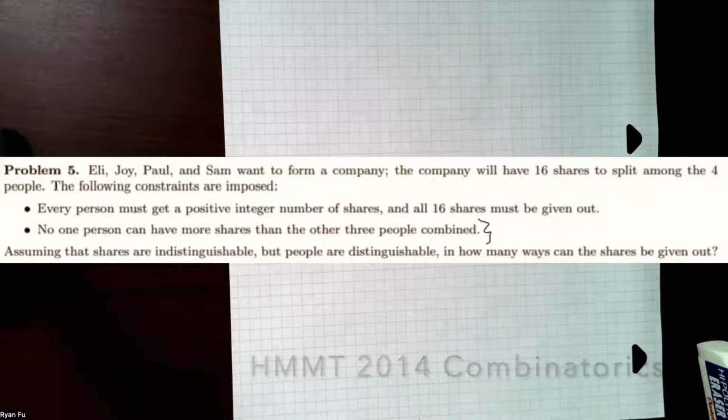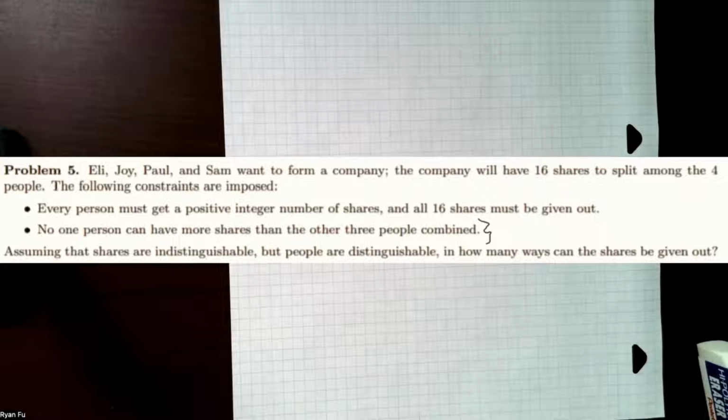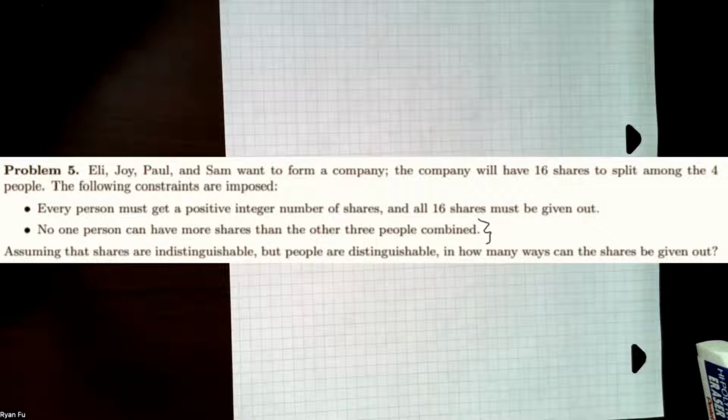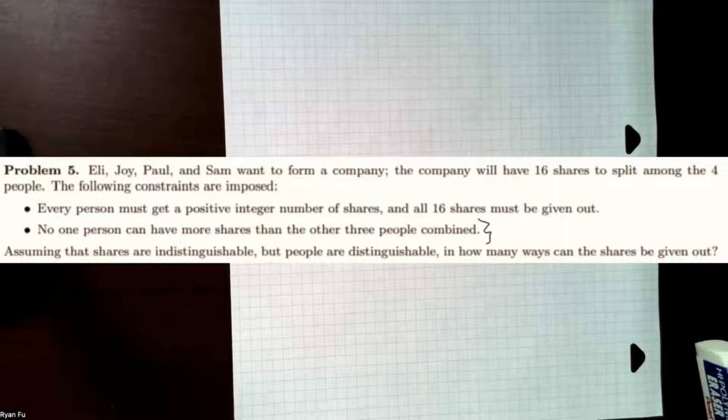Eli, Joy, Sam, and Paul want to start a company, and they have 16 shares in the company. They want to divide all the shares. Each person must get a positive amount of shares, and no person can have more shares than all the rest of them combined. We want to find the ways that they can do this.